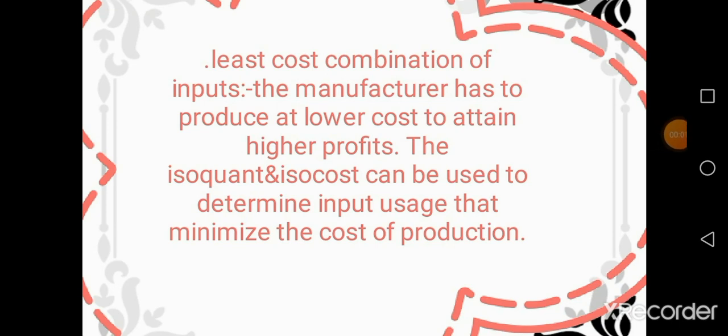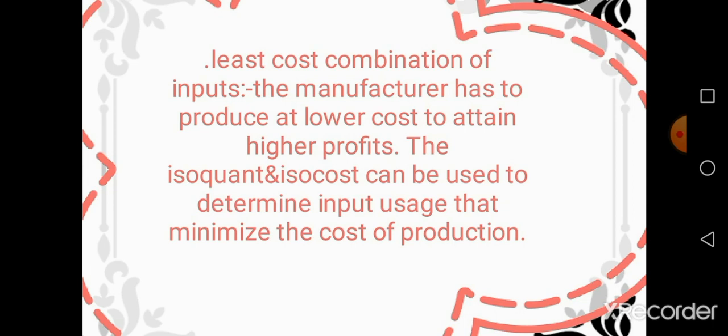So the last technique in a production function is the least cost combination of inputs. The manufacturer has to produce at lower cost to attain higher profits. The manufacturer's main purpose is to produce at lower cost to attain higher profits. The isoquant and isocost can be used to determine input usage that minimizes the cost of production.